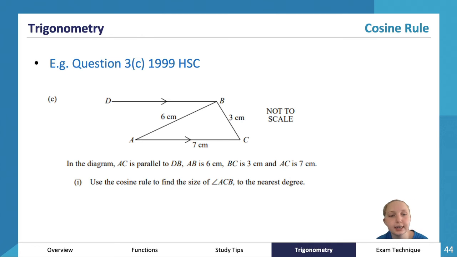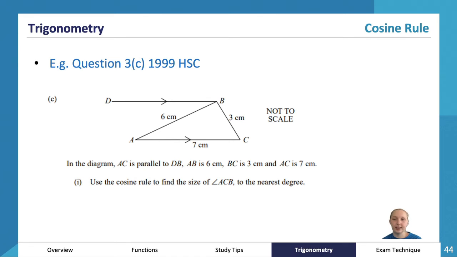2 or 3 marks. So in the diagram, AC, which is this one here, is parallel to DB, which is represented by these little arrows. AB is 6 centimeters, BC is 3 centimeters, and AC is 7 centimeters. Use the cosine rule to find the angle ACB correct to the nearest degree.